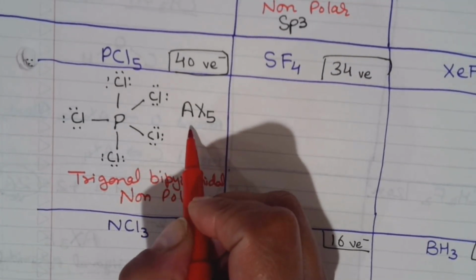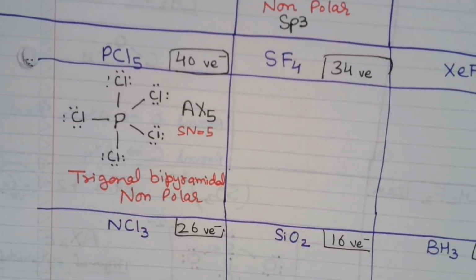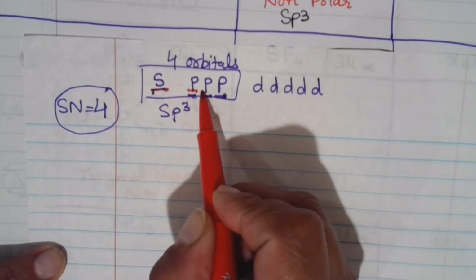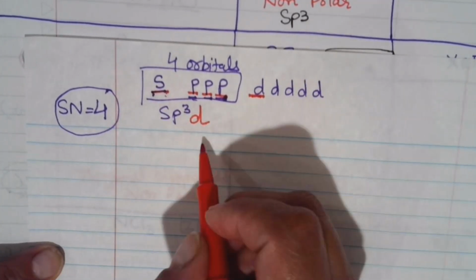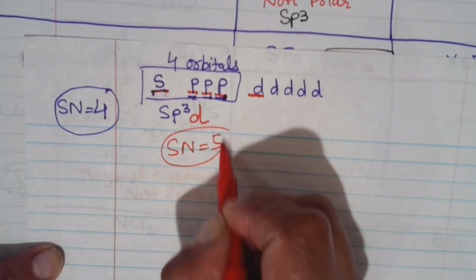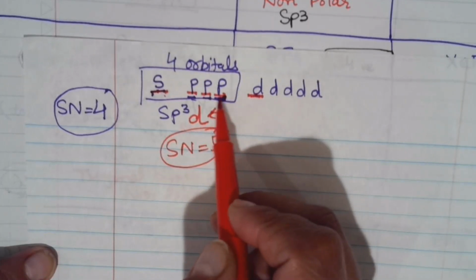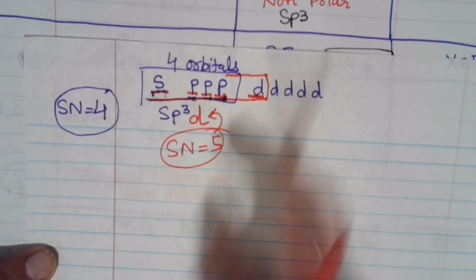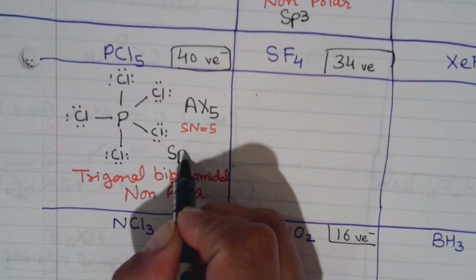And what would be the hybridization? Since we have steric number 5, how many s and p orbitals mixed together? So this time we have 1, 2, 3, 4 and 5, right? So sp3d. When steric number is 5, the hybridization uses 1s, 3p and 1d. So a total of 5 orbitals, right? So that would be sp3d. Okay. So let's write that down. The hybridization is sp3d.